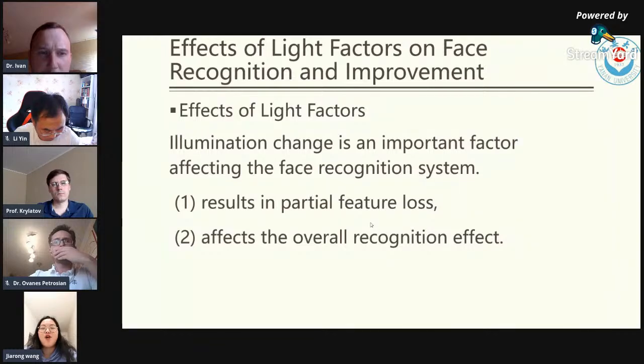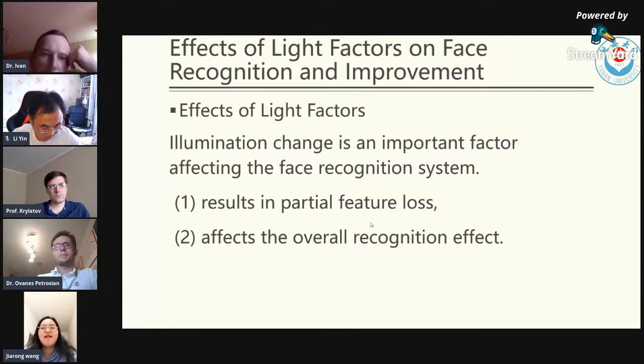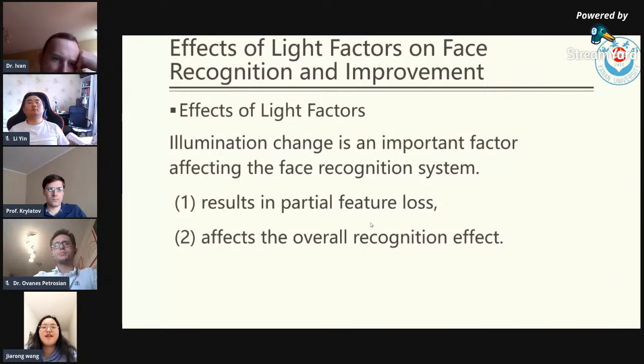Face images are often affected by illumination changes and other factors, resulting in partial feature loss, which affects the overall recognition effect. By analyzing research on accurate recognition of faces under different illumination and occlusion conditions, this paper focuses on a feasibility study around illumination theory and processing technology, and gives the operational design scheme of the application of the face recognition system.